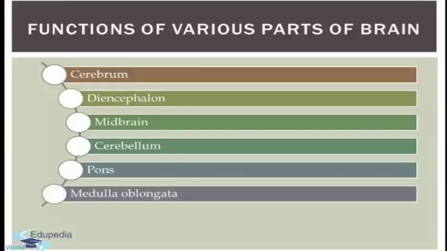Last one is Medulla Oblongata. It contains centers for cardiac, respiratory and vasomotor activities. It also coordinates reflexes like swallowing, coughing, sneezing and vomiting.